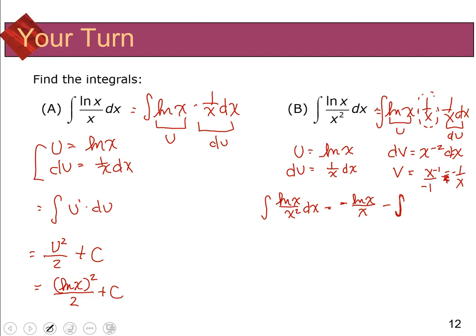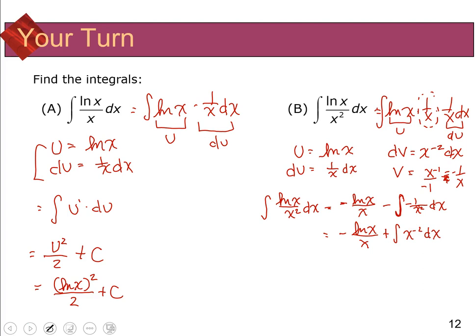So basically, I have to remember this is the same thing as negative 1 over x. So I'm going to have 1 over x times negative 1 over x, which is going to give me a negative 1 over x squared dx. And so I'm going to simplify a little bit. The negative is going to come out. It's going to become plus the integral of x to the negative 2 dx.